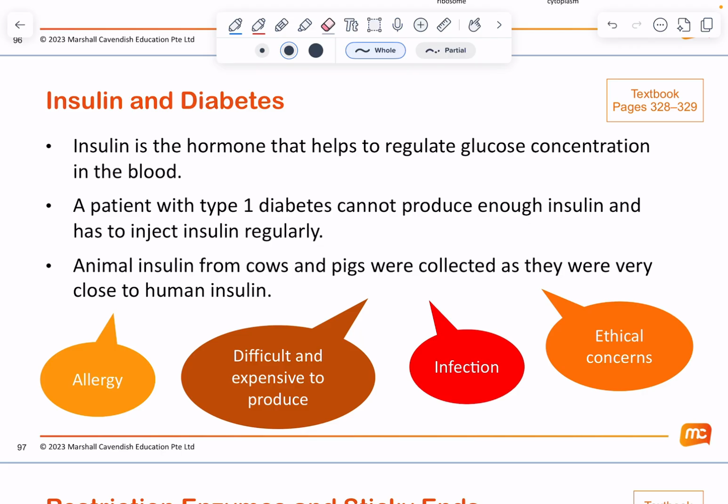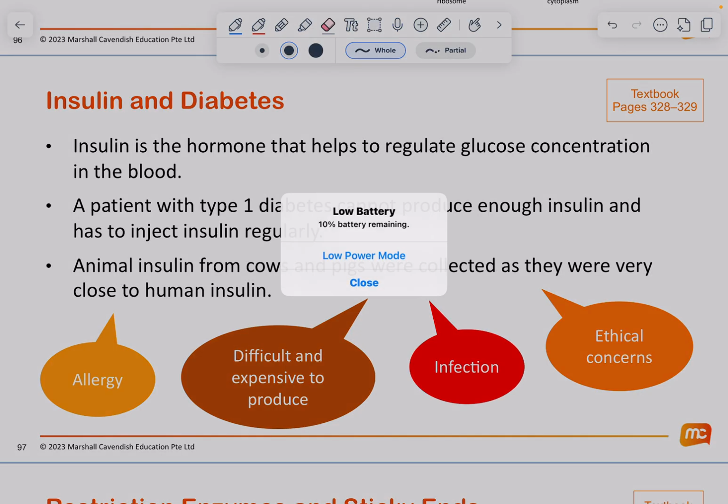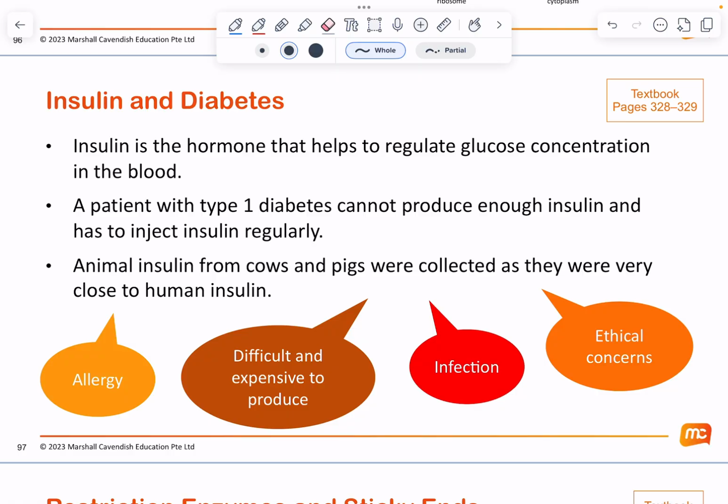So generally we use insulin from cows as well as pigs to form into medication. But definitely the growth of cows and pigs is quite slow, right? As compared to other forms, like maybe we use bacteria, so it can grow faster. This will also result in other issues like allergy, being very difficult and expensive to produce, and infection because of how we rear pigs and cows. There are also certain conditions we want, and of course ethical considerations, like using cows and pigs to farm this kind of medical drug. Is it correct?